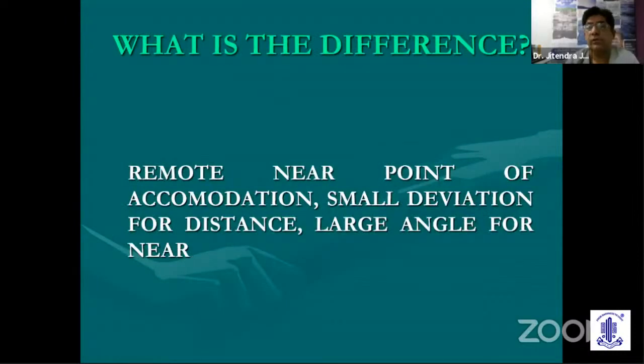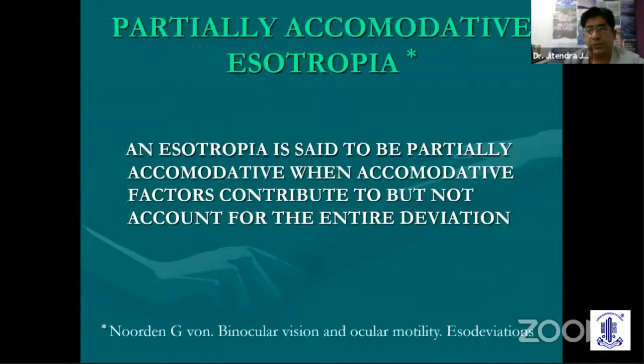So what is the difference between the two? The difference is that in hypoaccommodative esotropia there is a remote near point of accommodation, a smaller deviation for distance, and a large angle for near. Mainly the difference is the remote near point of accommodation, which is normal in high AC by A ratio patients. Next is partially accommodative esotropia, which is the 4th type of accommodative esotropia.